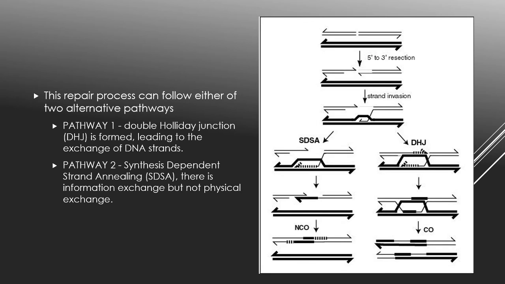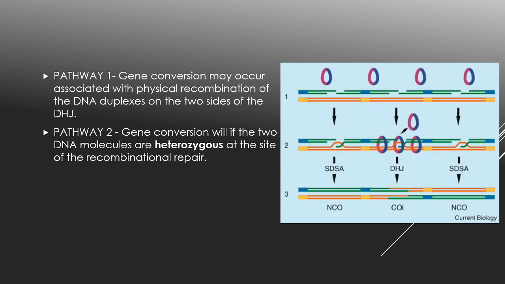So the repair process can follow either of the two alternative pathways. One is the DHJ, double Holliday junction, causing exchange of DNA strands, and pathway 2, SDSA, synthesis dependent strand annealing. So there is information exchange but no physical exchange. Pathway 1. Gene conversion may occur associated with the physical connection of DNA. Pathway 2. Gene conversion will occur if the two DNA molecules are heterozygous at the site of the recombinational repair.